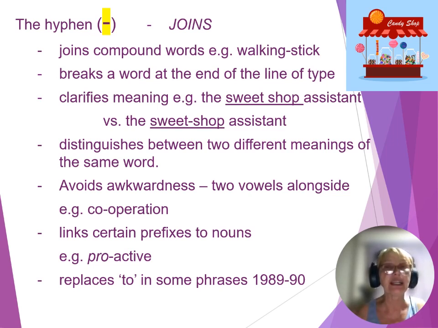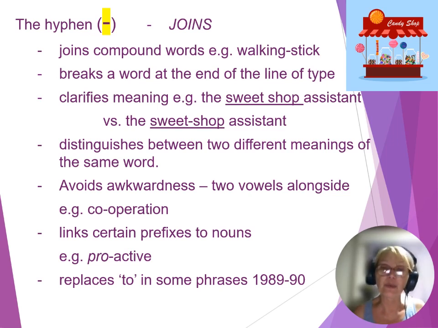When you get to the end of the line and you haven't left enough space to complete the word, you have to break it up by using a hyphen, not an equal sign, a hyphen. It also clarifies meaning. For example, listen carefully to this one. It says, the sweet shop assistant. Now, the sweet shop assistant tells you that the assistant working there is a sweet person, is a kind person. But if you speak of the sweet-shop assistant, sweet shop is the type of shop. It's a little bit different then. So it distinguishes between two different meanings of the same word.